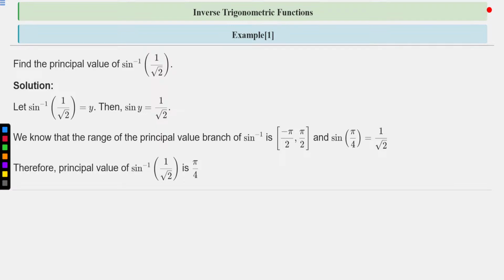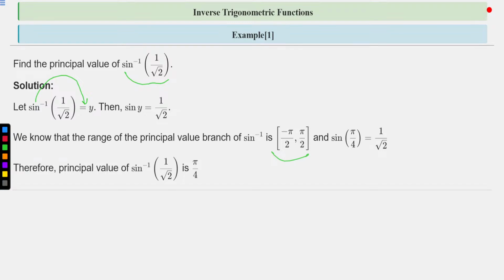Okay, so I need to repeat. What we have done is, we need to find the principal value of sine inverse 1 by root 2, right? We take sine inverse 1 by root 2 as y. Therefore, this sine inverse will go to the right hand side and it will become sine y. So sine y will be equal to 1 by root 2. Clear? And we know that the principal value branch of sine inverse is minus pi by 2 to pi by 2. We have just seen this in today's lecture itself.